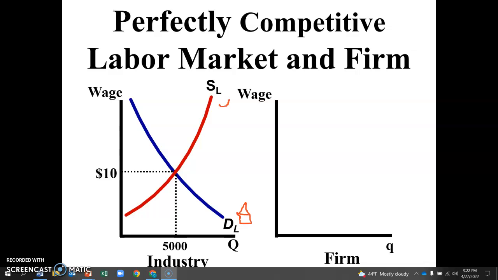And this is the supply of workers. So the supply curve is upward sloping. This is basically saying, okay, for every wage increase, there are going to be more and more individuals who are interested in working for that wage.